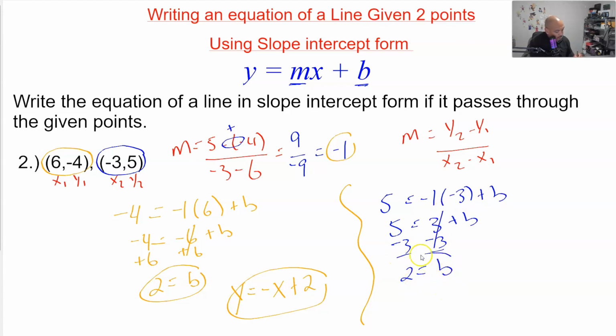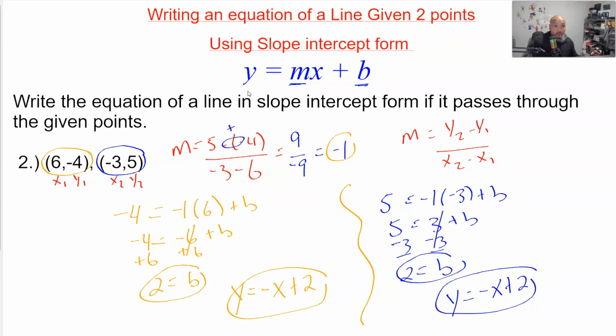All right, and there you go. We have our slope of negative 1, our b of 2, and our equation is y equals negative x plus 2. All right, now to me, this is my preferred method, but you know, it's up to you. I like this method mostly because most students always remember y equals mx plus b, and they don't remember the point slope form as much. But it's up to you.